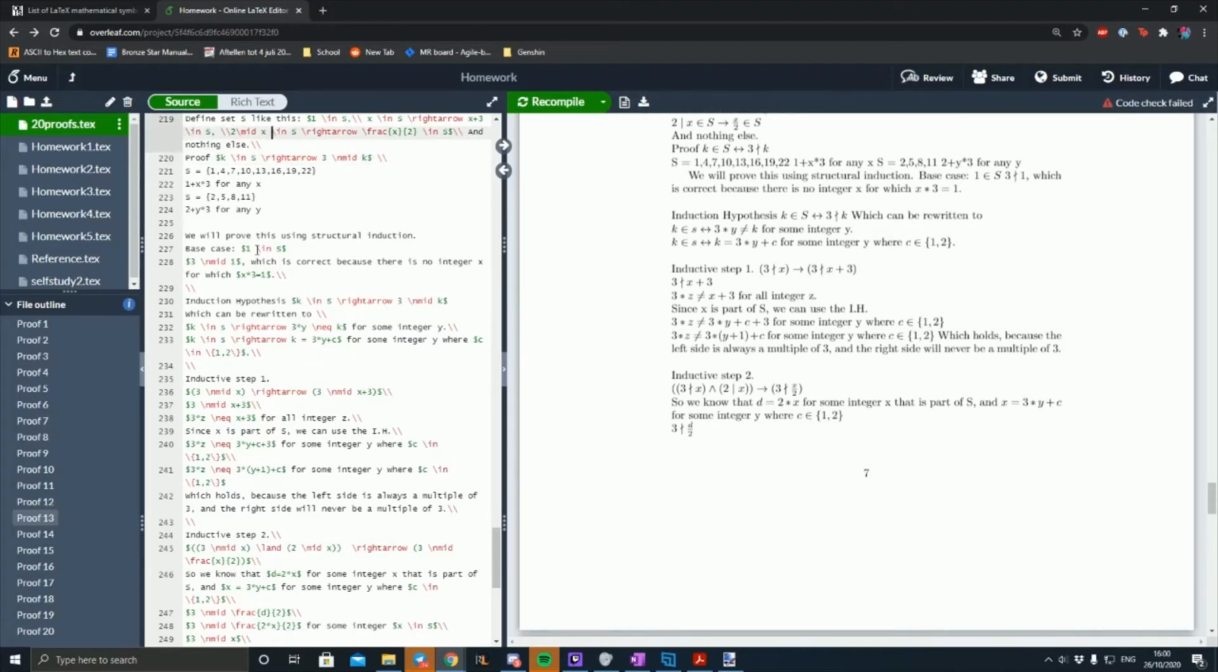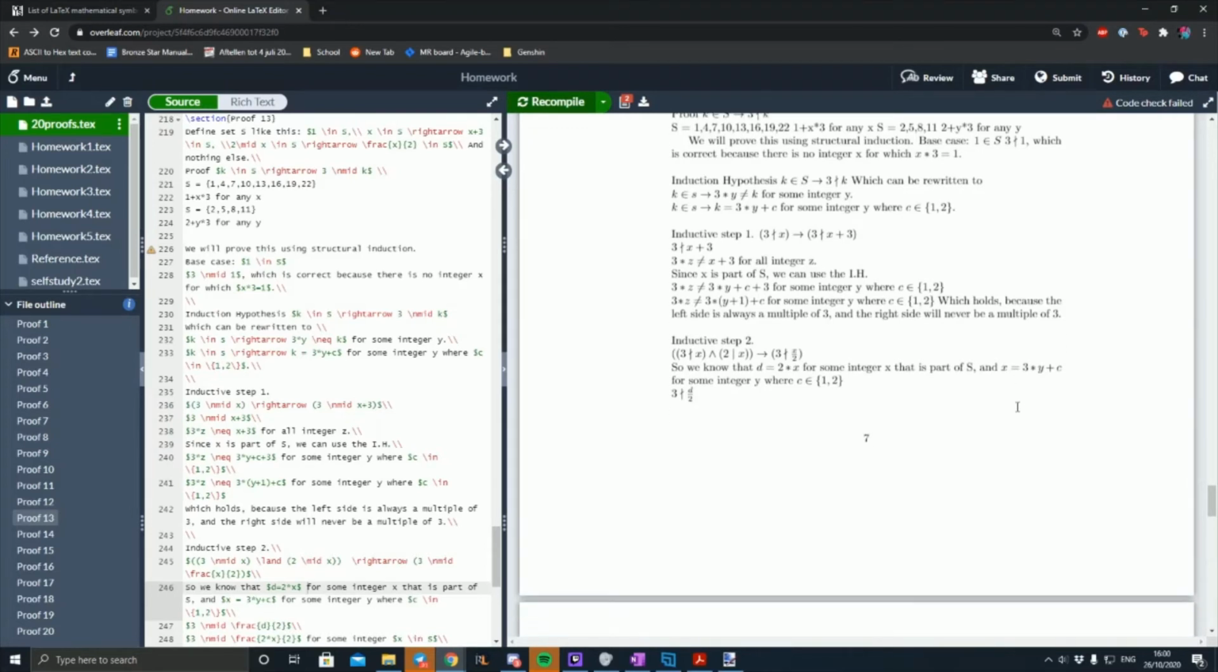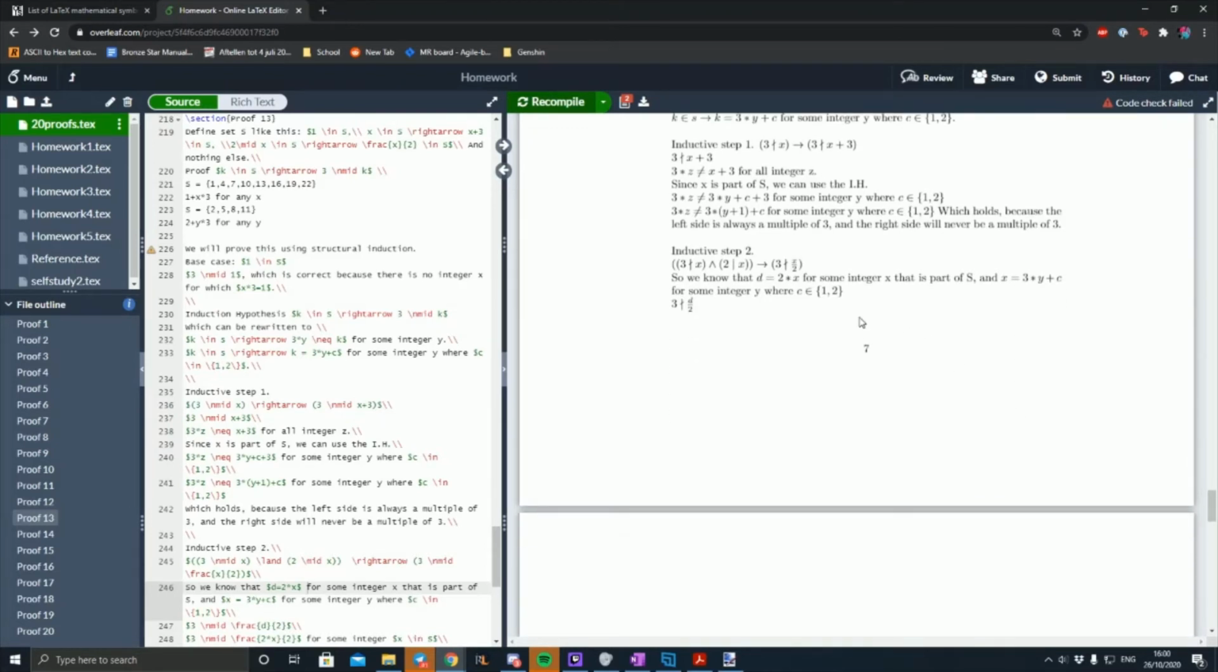Also, on the second line in inductive step 2, the second line, it should be either 2 times x equal to 3 times y plus c, or d equals 3 times x, 3 times y plus c. Wait, what did you say?